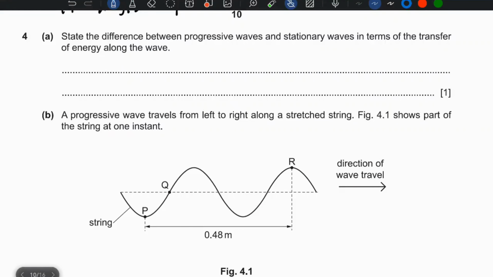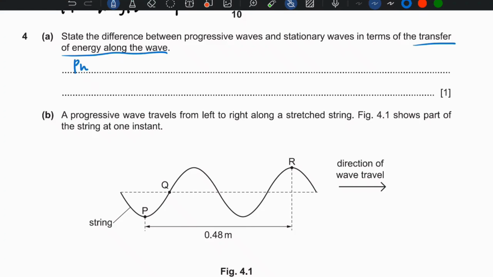They ask you to state the difference between progressive waves and stationary waves in terms of the transfer of energy along the wave. So actually the answer is already in the question itself. By progressive wave, we know it's progressing, it's traveling. So ideally, a progressive wave will transfer energy, whereas a stationary wave is basically not moving because it's like a standing wave, right? So if you're not moving, that means you do not transfer energy, right? So yeah, that is the answer for the question.